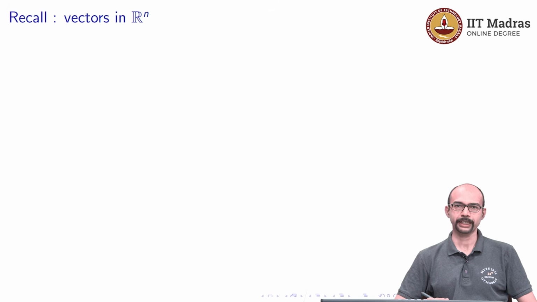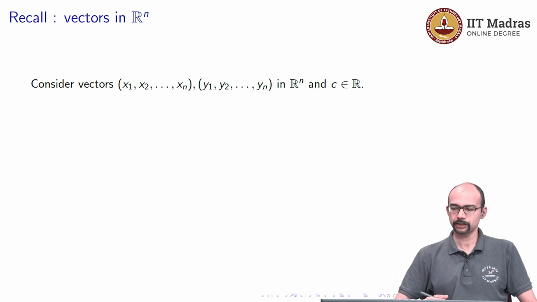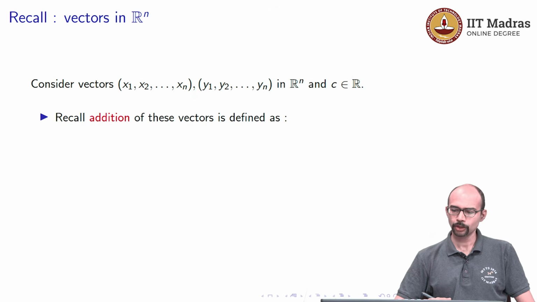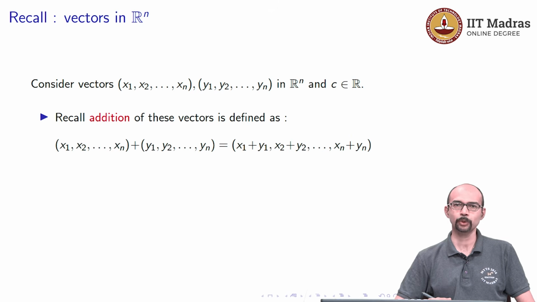So let us recall first what are vectors in Rn. We have defined vectors in Rn as n tuples of real numbers, right? So x1, x2, up to xn, where each xi is a real number. Now suppose we have two vectors (x1, x2, ..., xn) and (y1, y2, ..., yn) in Rn, and we have a scalar, which means a real number c. So we can define addition of these vectors. Addition is, remember, coordinate wise. What that means is if you do (x1, ..., xn) plus (y1, ..., yn), you get x1 plus y1 in the first place, x2 plus y2 in the second place, and so on up till xn plus yn in the nth place.